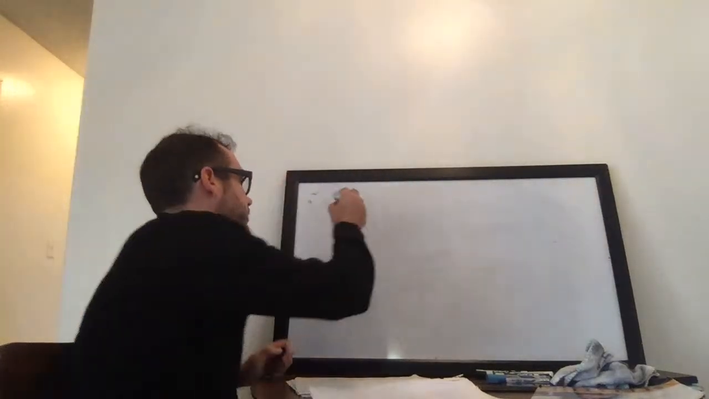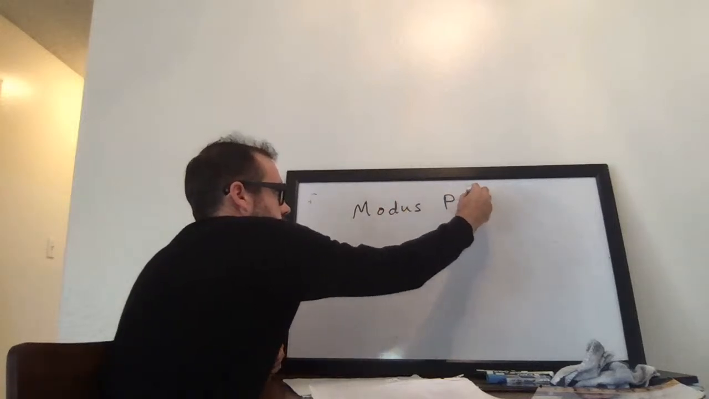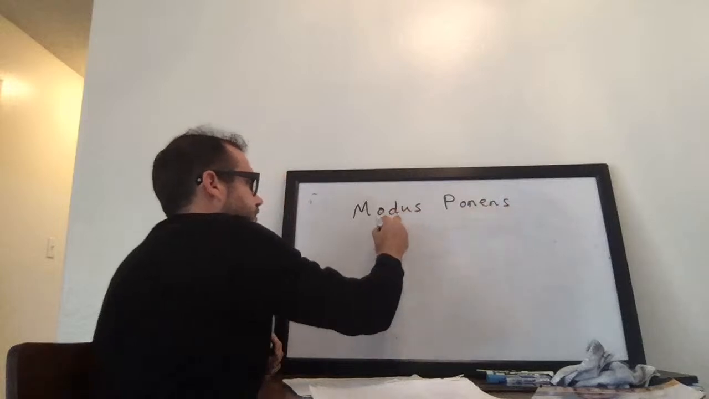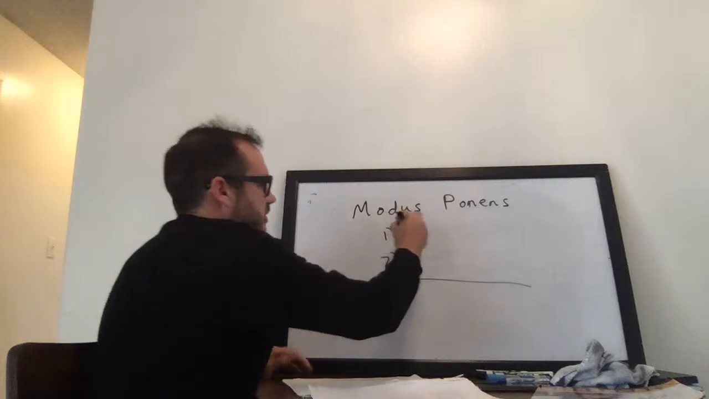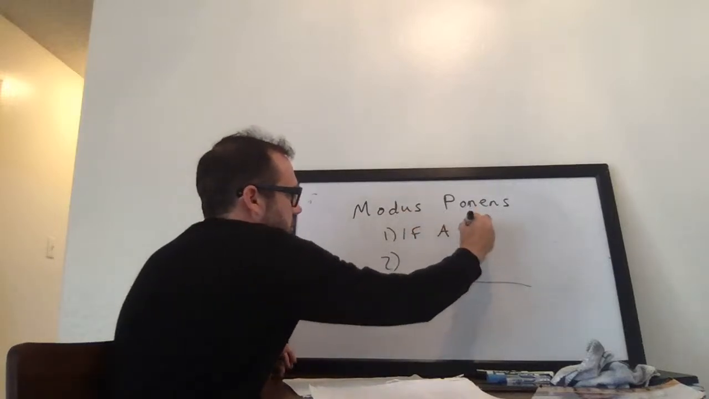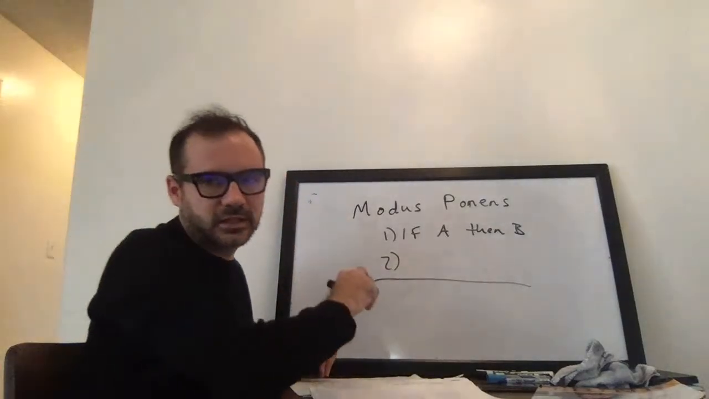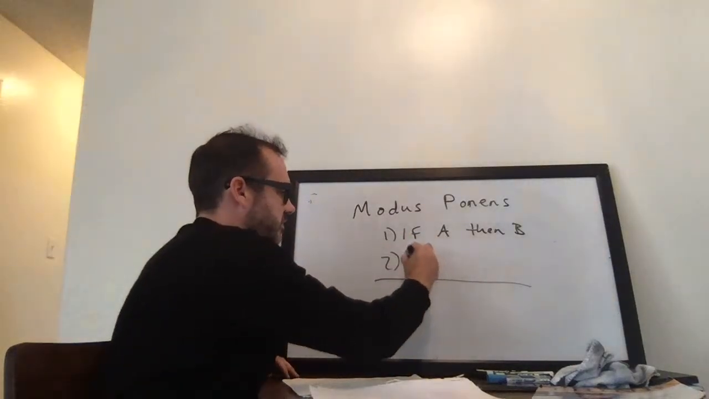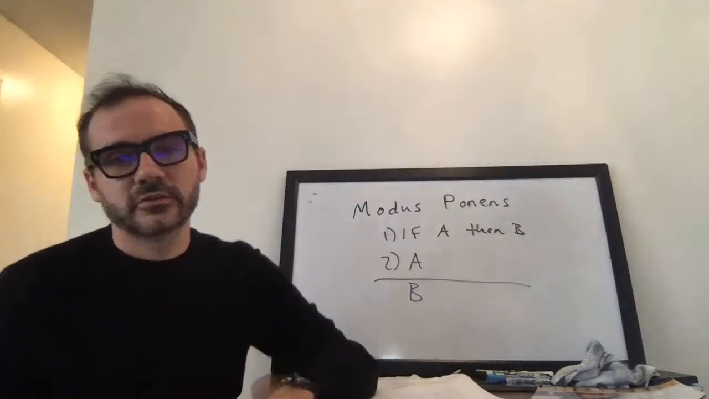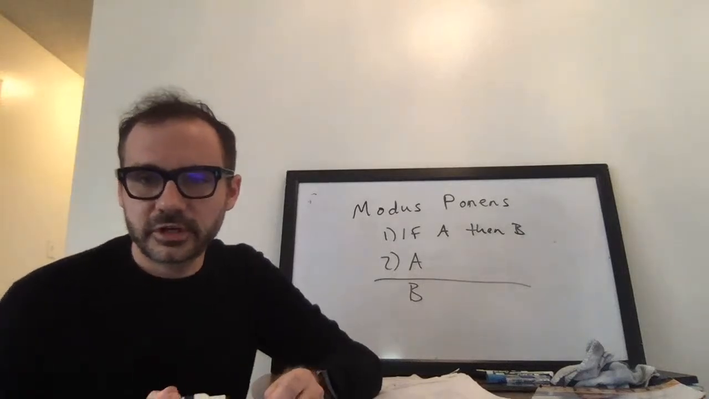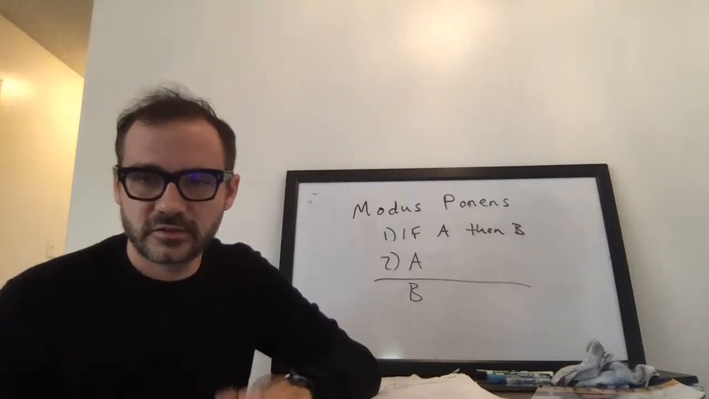So here's modus ponens. The first premise of this type of argument says, if A, then B. And then the second premise continues by affirming the antecedent A. Therefore, the conclusion is B. So that's how modus ponens goes. The other name for modus ponens, Jamie, is affirming the antecedent. Okay, and let me explain why.